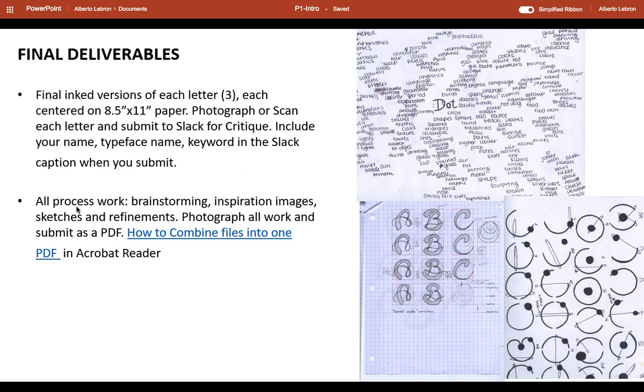Then all process work, brainstorming, inspiration, images, sketches, and refinements all need to be photographed or scanned and submitted as a PDF, combined into one PDF file. Acrobat Reader is a good way to combine files. There might be other ways online, but this is the one that I know works. Just make sure you're saving everything and you submit all of it in the process.